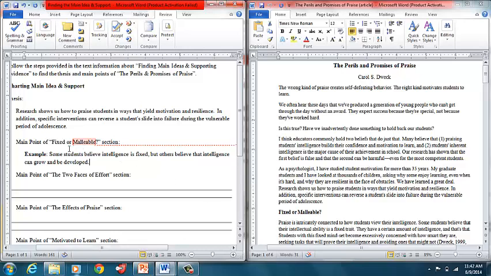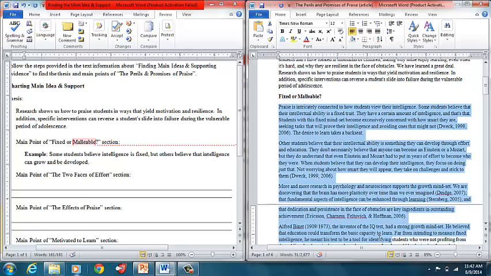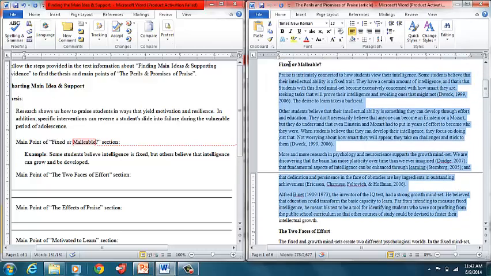All right, so this is in my own words. Usually you might look for a topic sentence, the main point of the entire section. So the whole section of fixed or malleable is right here. That's the whole section because it's underneath this bolded heading. Once I get to the 2 phases of effort, it's a totally different section.